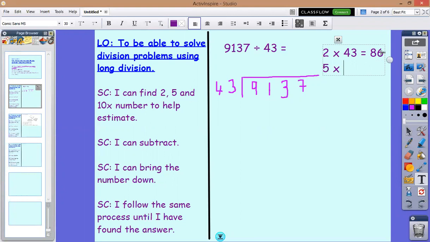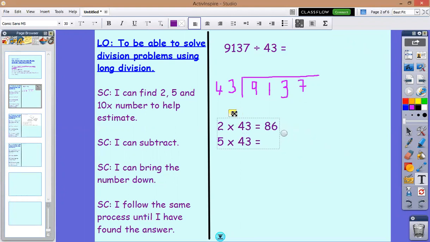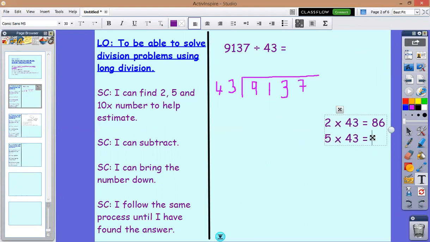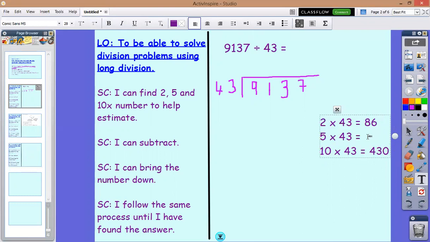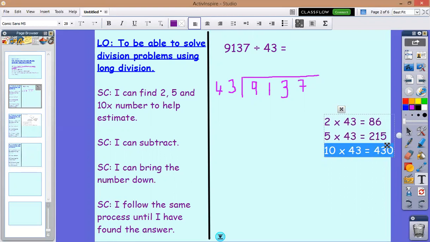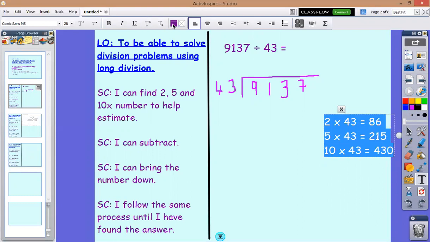5 times 43 equals. Now, I don't know that off the top of my head, unfortunately. But if I do 10 times 43, and I'm using my mathematical knowledge here, I know that's 430. What's really simple is that I know 5 times is half of 10 times the number. So I just need to halve 430 to work this out, which is going to be 215.